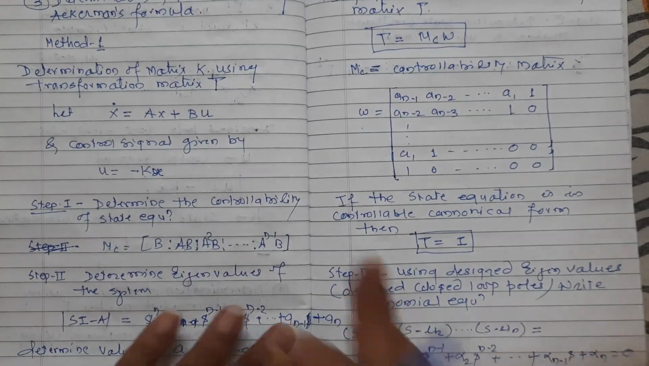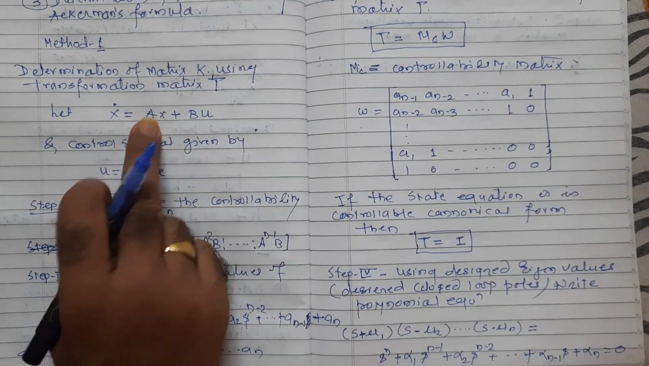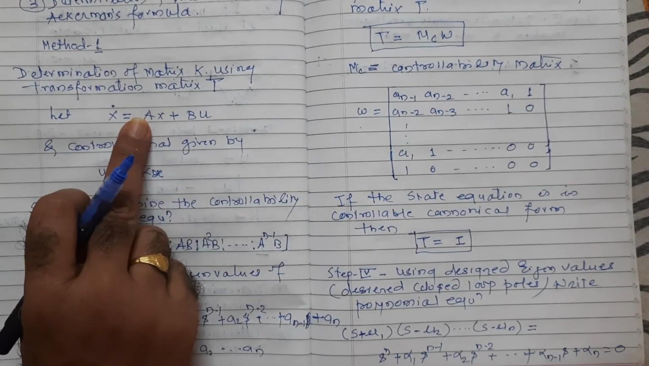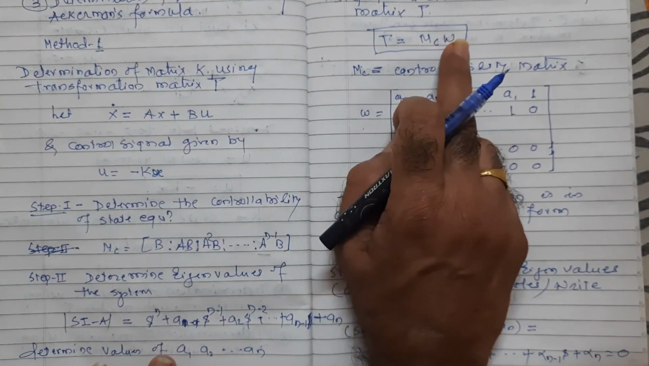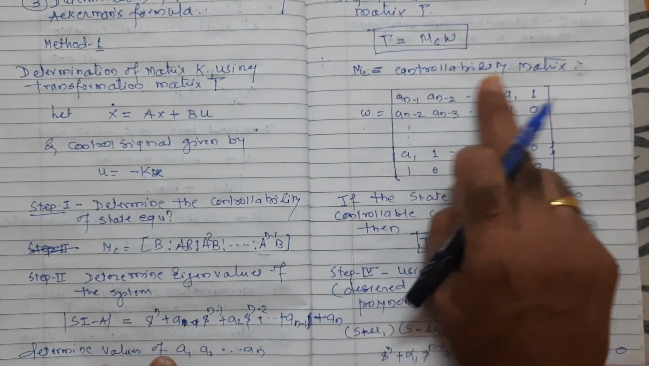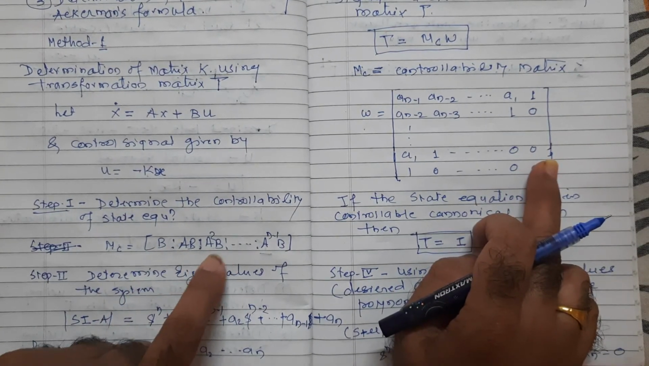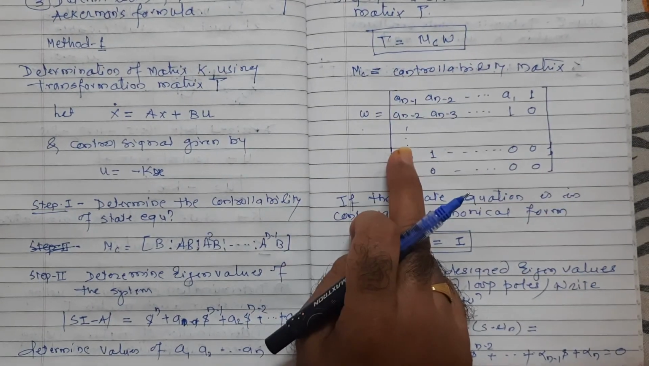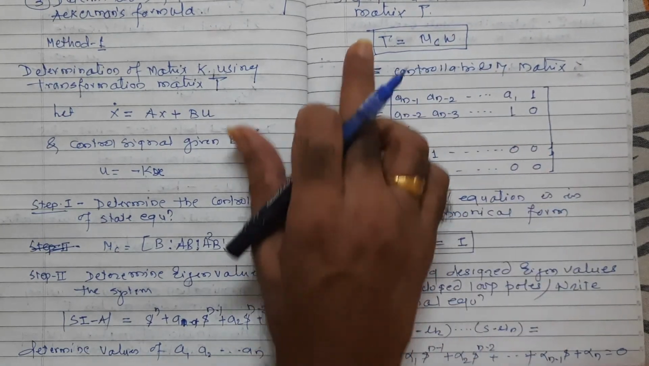Always remember, if A is in controllable canonical form, then the value of T equals I. If A is not in controllable canonical form, then we will use the formula T equals MC W. MC is my controllability matrix, which is given by B, AB, A squared B, up to A raised to n minus 1 B, and this is my W. W we have to write down, and then we have to multiply these two matrices so that we will get T.